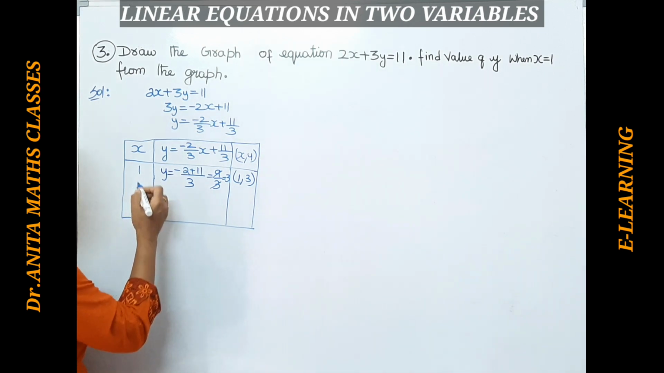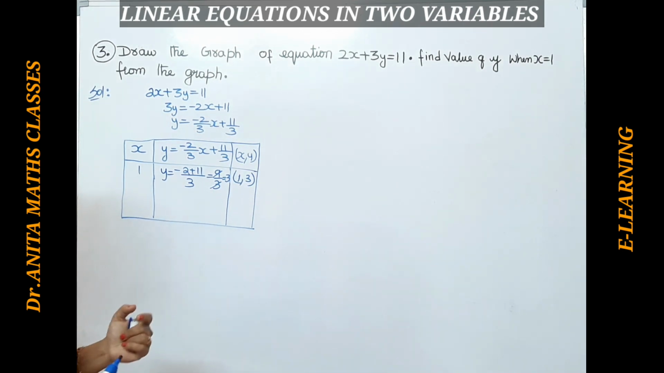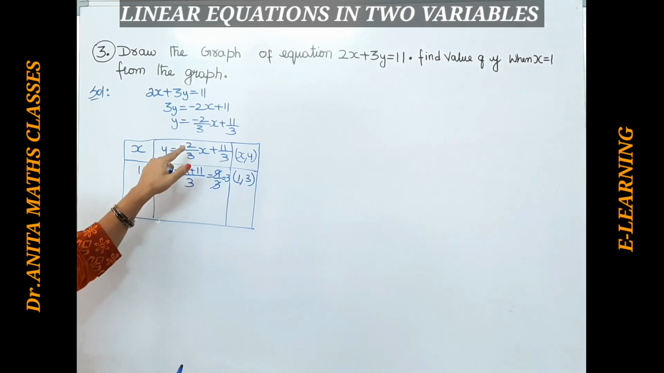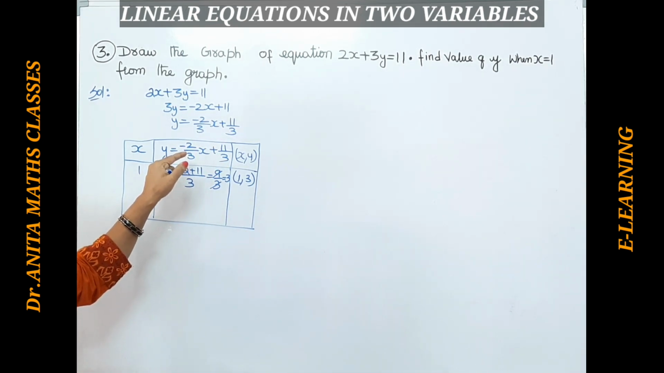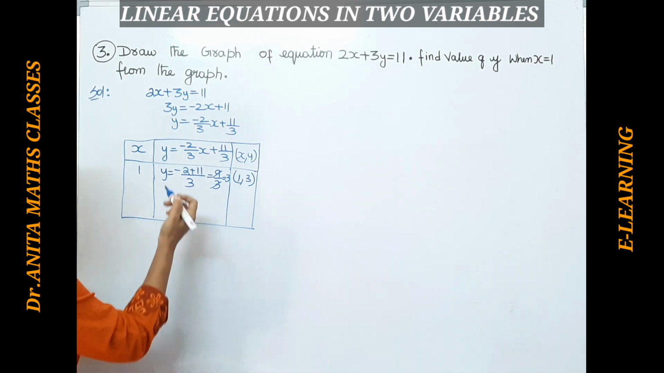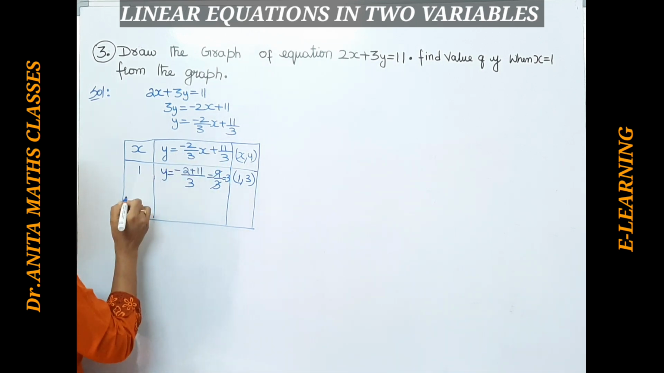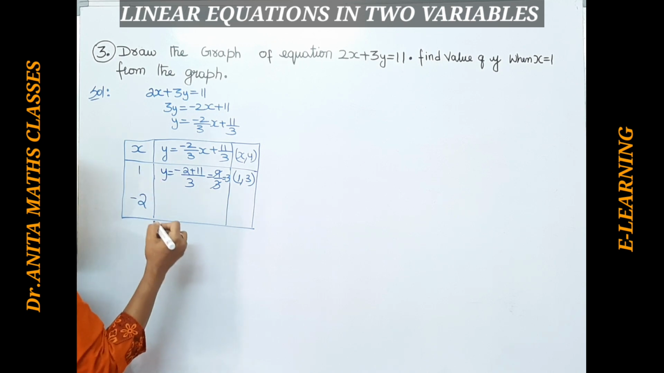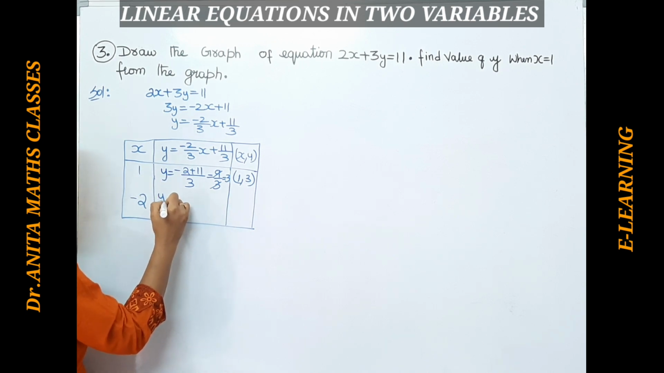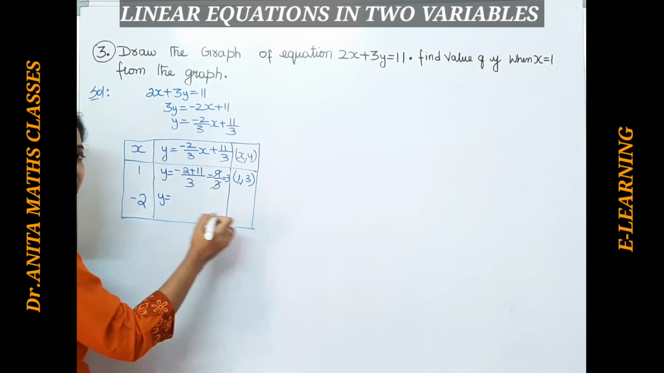Now let me take 2. If I take 2, minus 4 by 3 plus 11 by 3, so that becomes 7 by 3. If I take plus 2, it will work or not, I'll see. Let me take a negative value. Since this is positive, let me take one negative value. I'll substitute and see if I get some fractions, I'll remove that point.